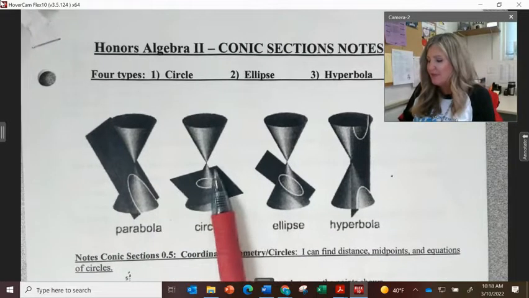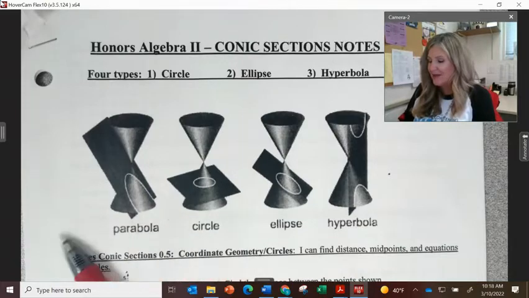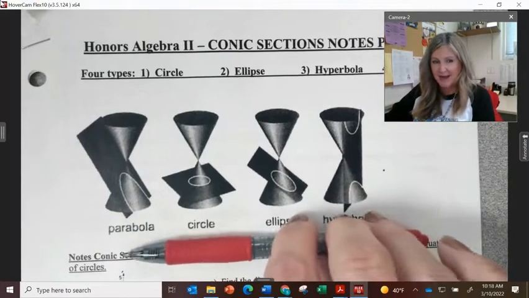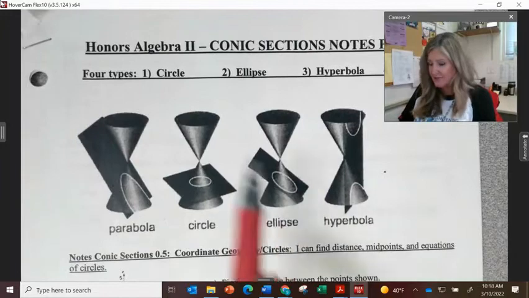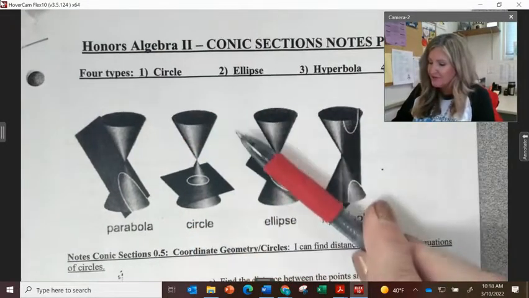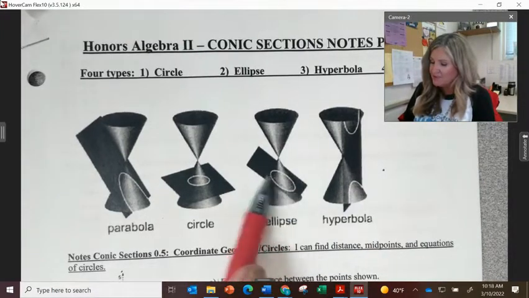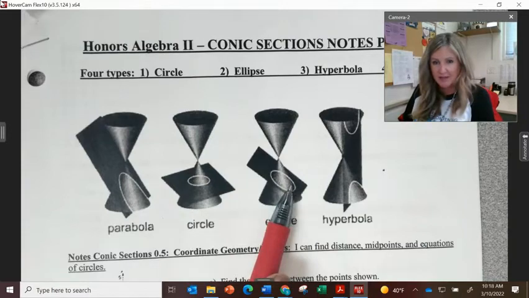If we run the plane through that double cone such that that plane is parallel to the bottom plane, I guess you would say, then we're going to get the circle. If we come in at a different angle where we intersect the cone like this on both sides of it, we're going to get this shape called an ellipse.